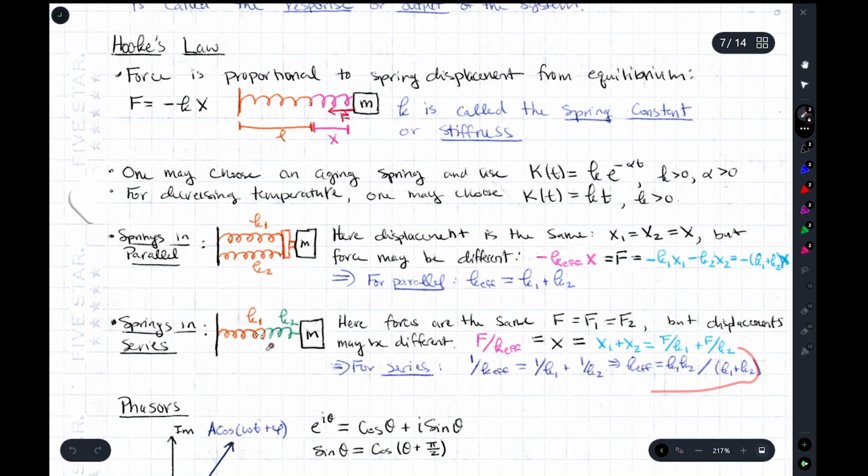So what is this telling us? If you have two springs connected in series, as you see here, you could really treat them as just one spring with the effective spring constant of that. That's what that's telling you.